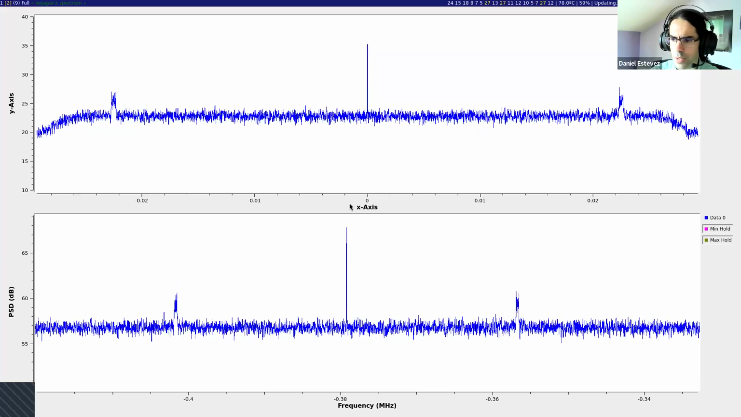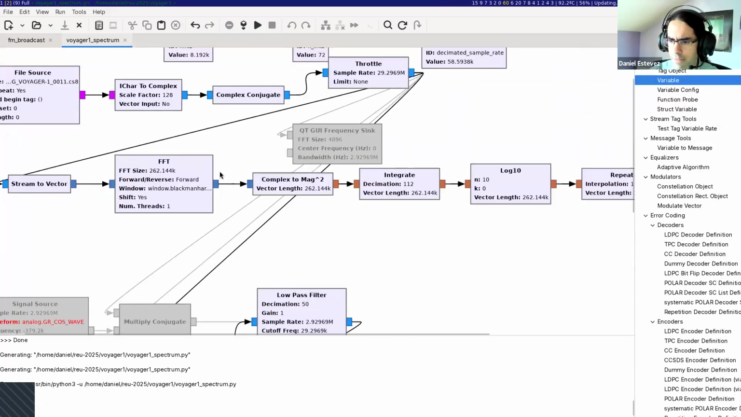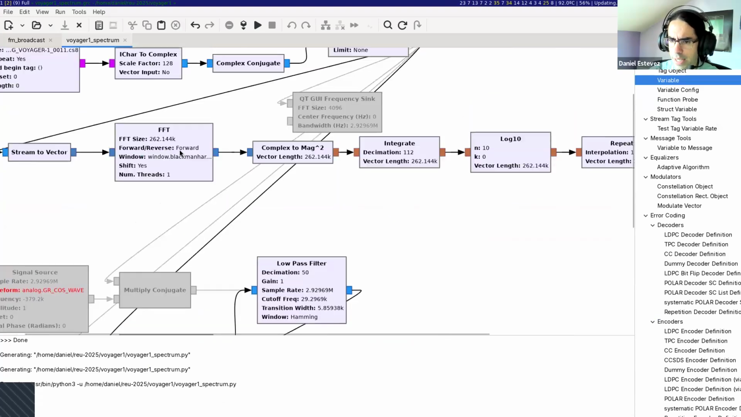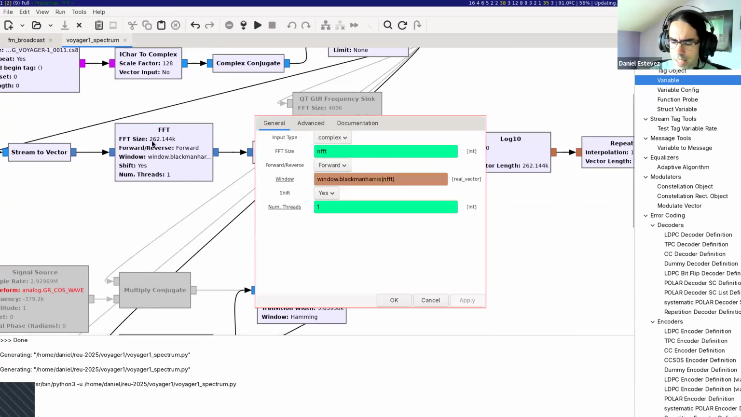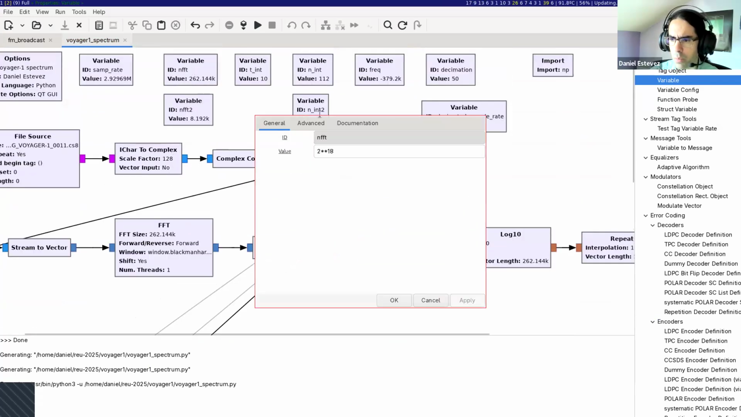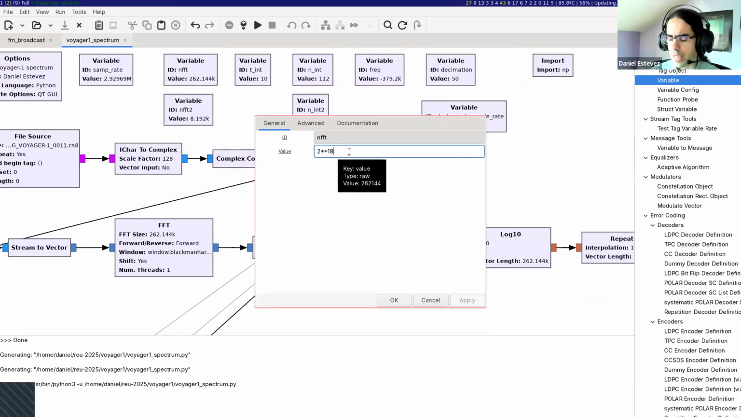Okay, what changes between this FFT and this second FFT? You can see that the FFT size changes. In here I have 262 something something. And why is this weird number? Well, because it is a power of 2. It is often better for the CPU when FFT sizes are a power of 2.